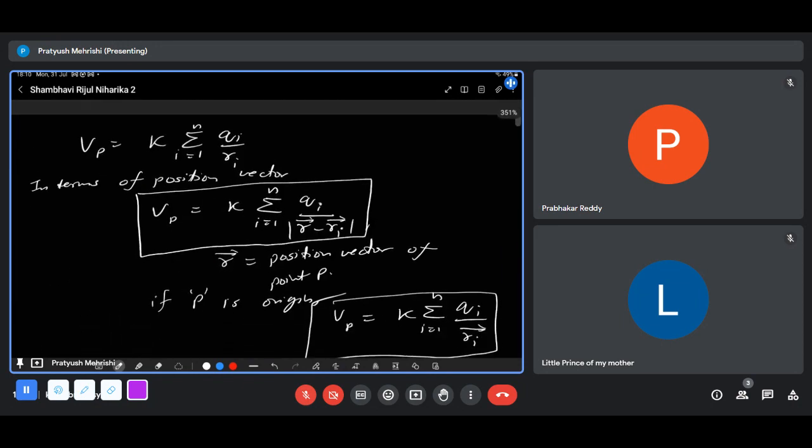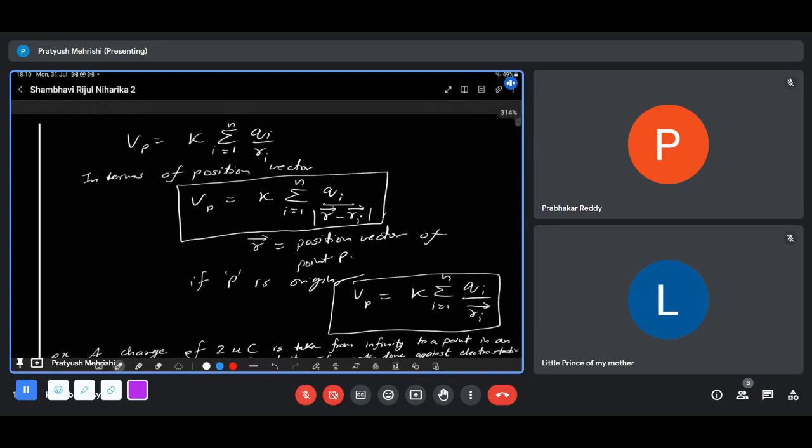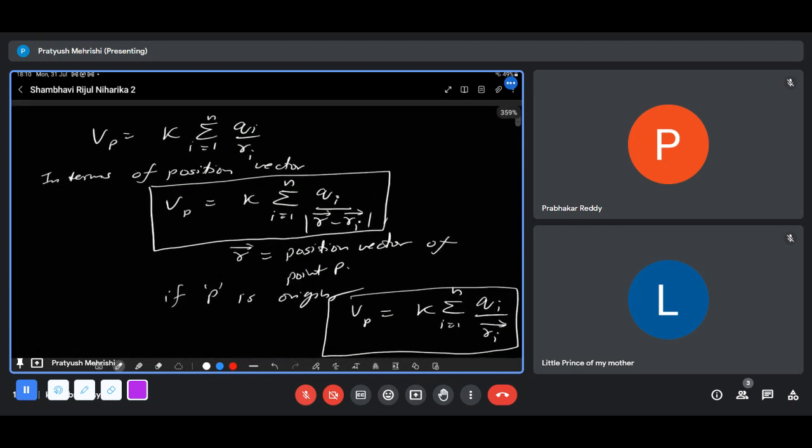Now, the same formula in vector form will become like this. Instead of r, we will now write r vector.